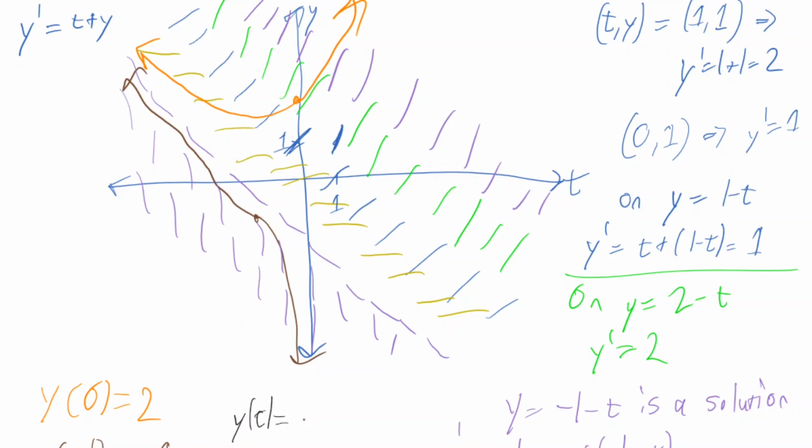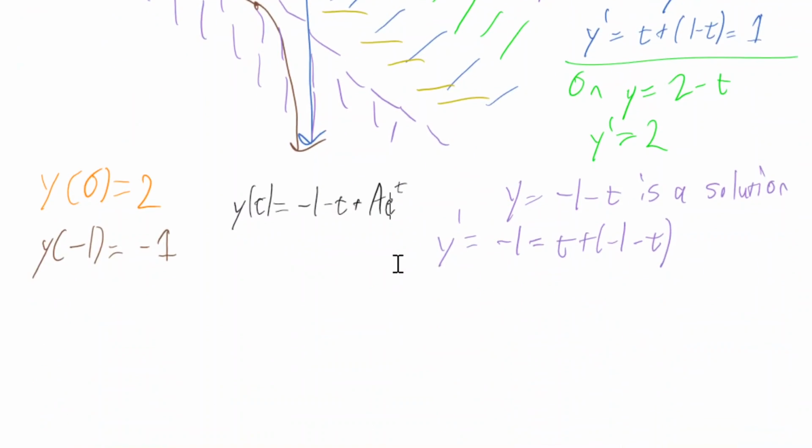And the general solution is y of t equals -1 minus t plus a e to the t. So it's an exponential function in t. You could think of it as when t goes really big in the positive direction, it looks like an exponential function. When t is really big in the negative direction, it looks linear, like the line 1 minus t.